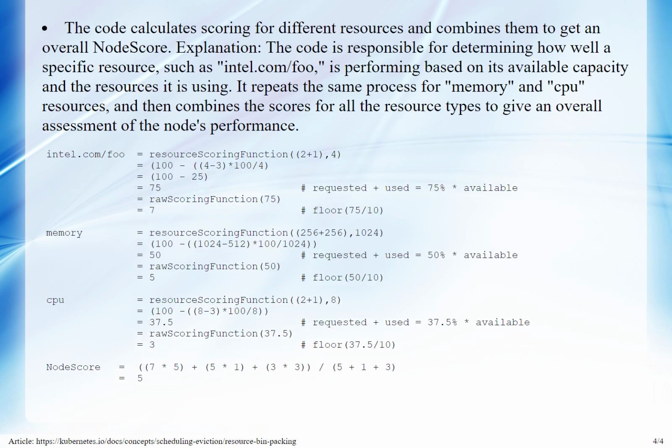The code calculates the scoring for the resource intel.com/foo based on the available capacity and the requested and used resources. It then calculates the scoring for the memory and CPU resources following the same logic. Finally, it computes the overall node score by combining the individual scores for each resource type.